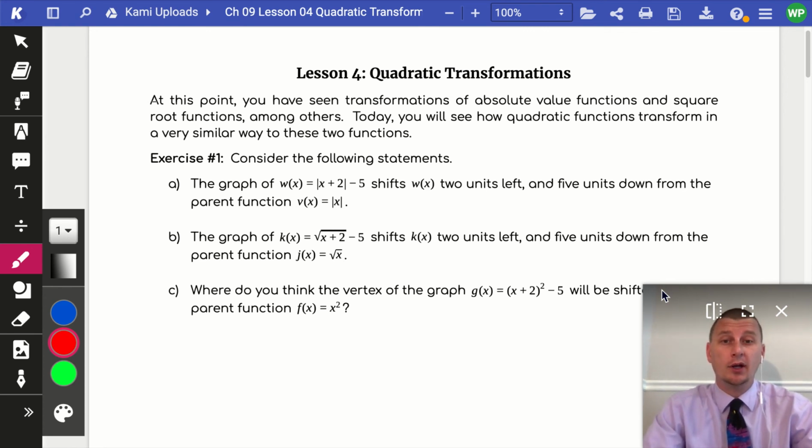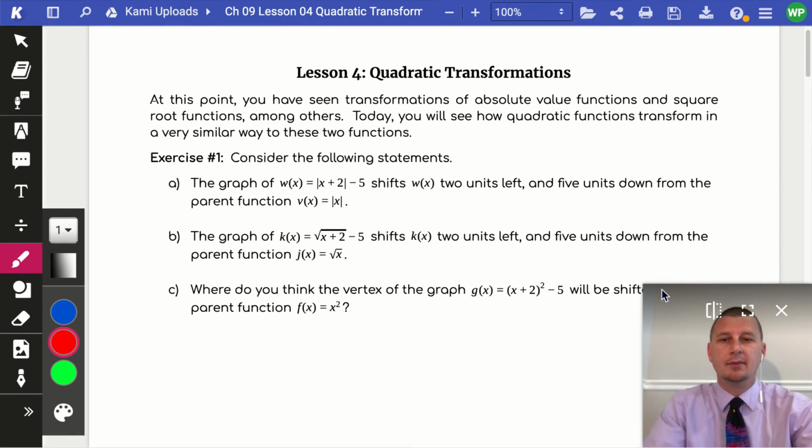And in this video we're going to be looking at Lesson 4, which is titled Quadratic Transformations. And it says at this point you have seen transformations of absolute value functions and square root functions, among others. Today you will see how quadratic functions transform in a very similar way to these two functions.